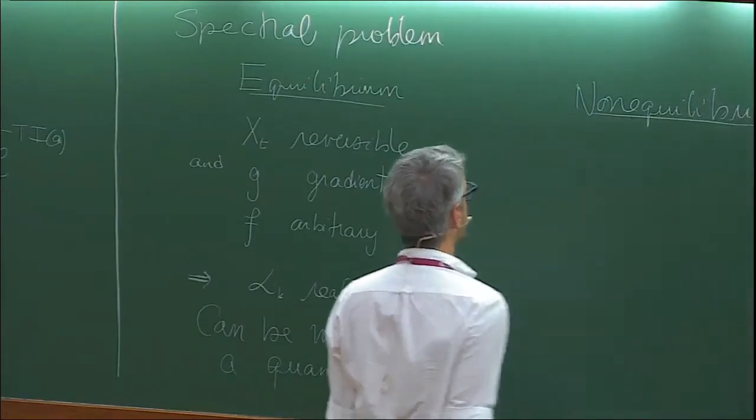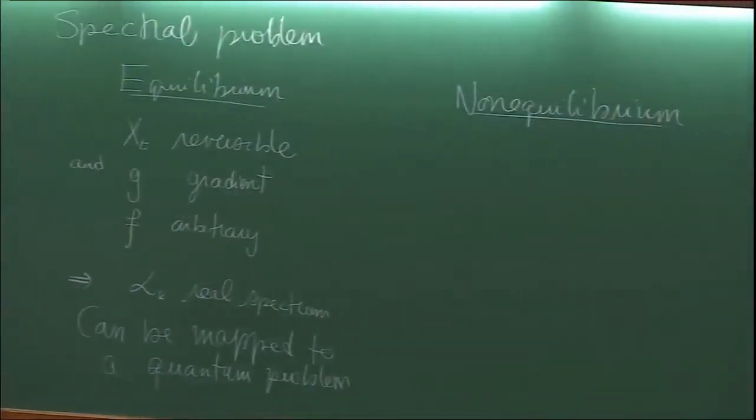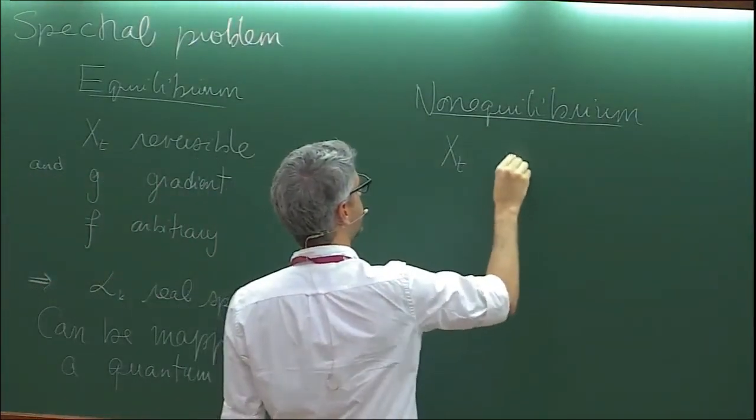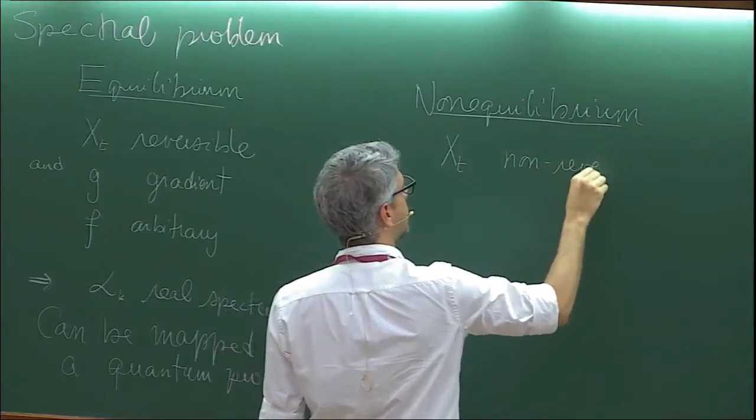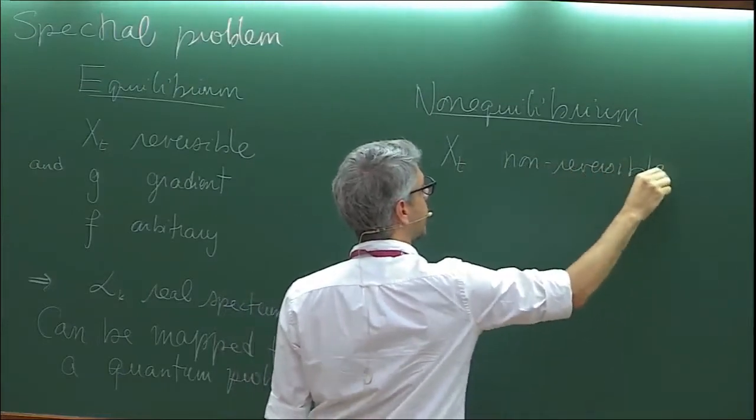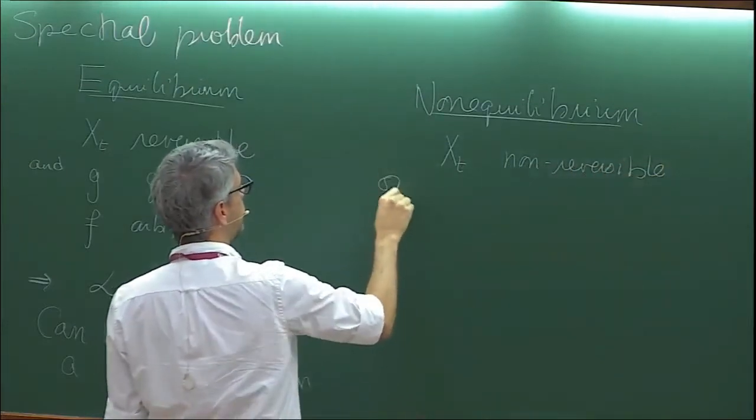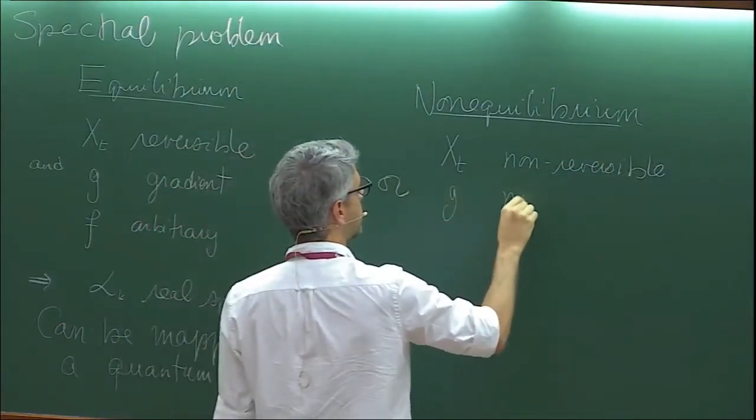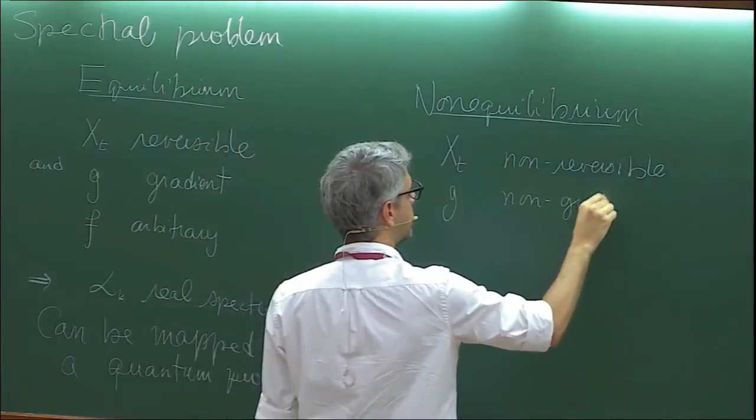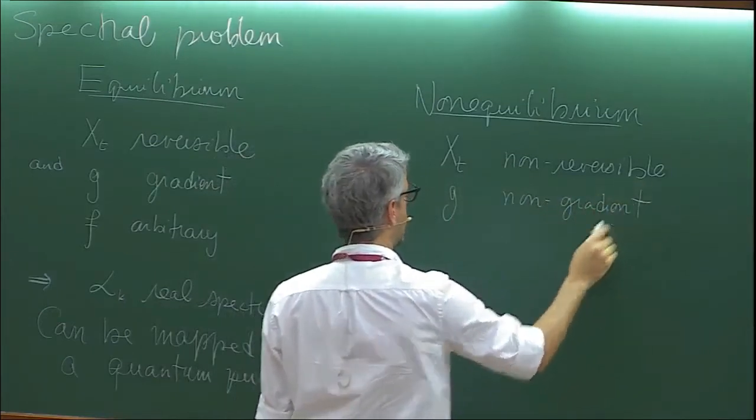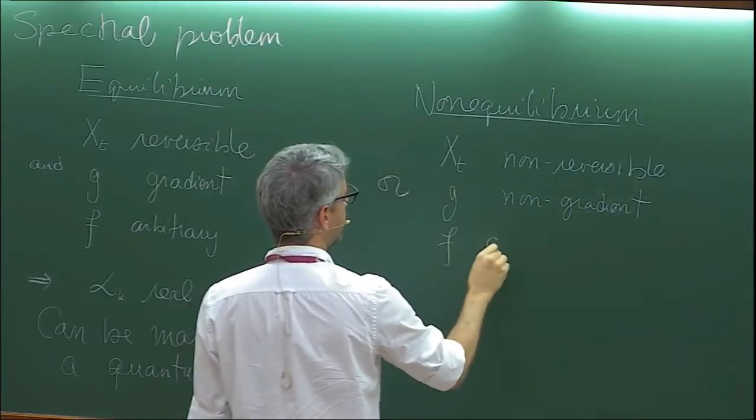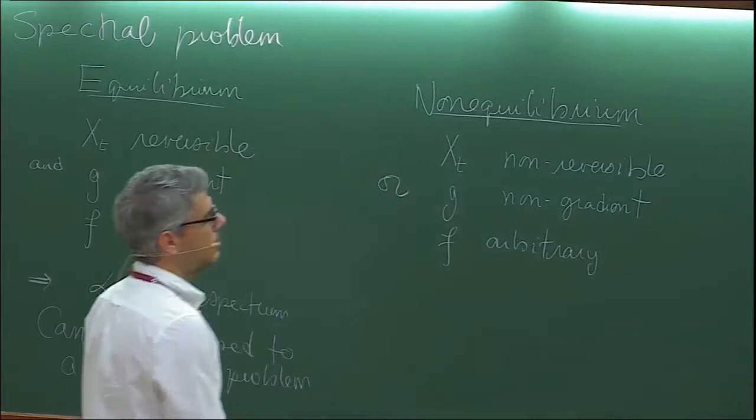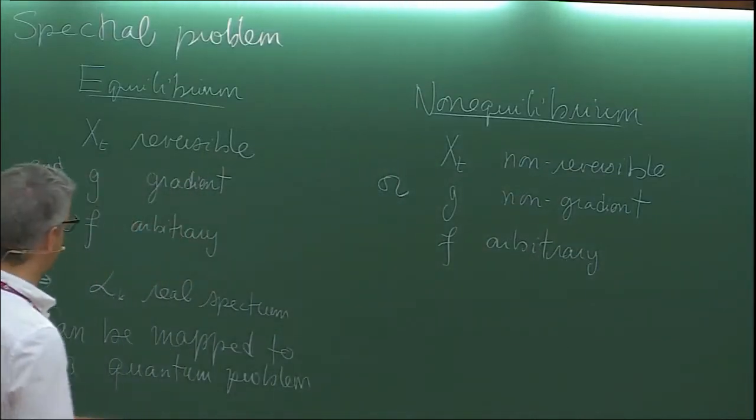The difficult part is when you're dealing with a non-equilibrium system. In this case, you start with a non-reversible system, or you're dealing with a reversible system but you have a g that's not a gradient; you'll still be on the difficult side of things. And f again is arbitrary. So f doesn't play any role in the difficulty of the spectral problem that you have to solve.